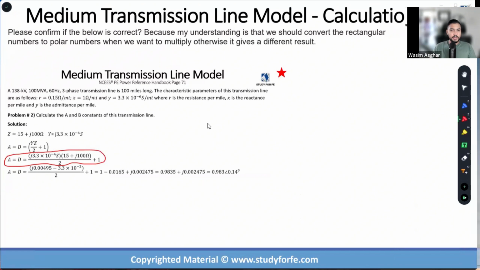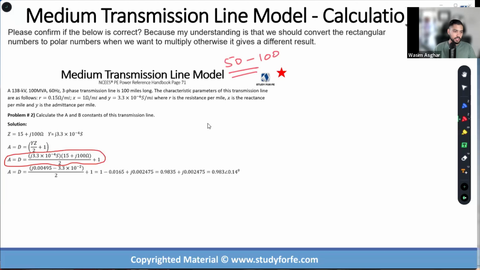Medium transmission line model. Very quickly before we dive into this question, what is the distance range, top of your head, don't look at the reference handbook, for medium transmission lines? Anyone? 50 to 100 mile. Is that correct? Are you guys sure?